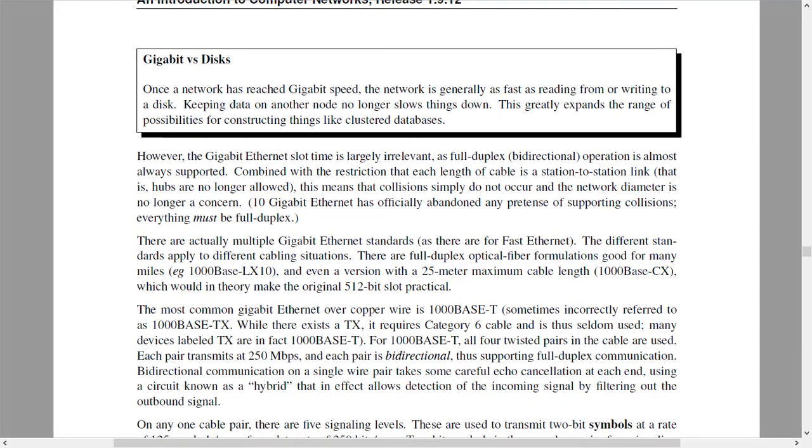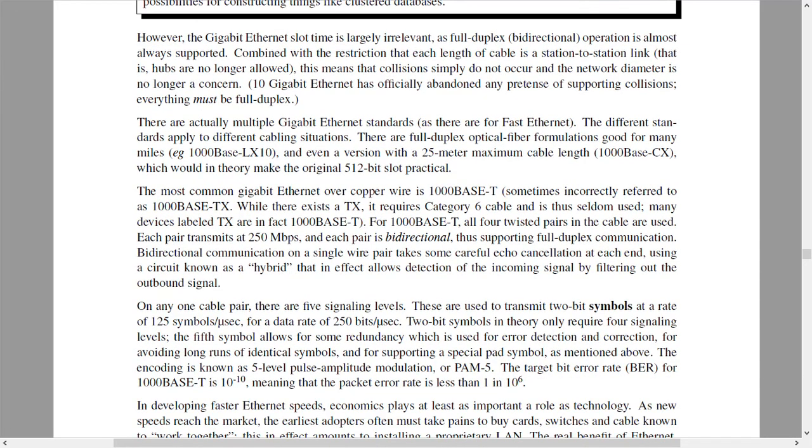So gigabit is now almost as fast as writing to the hard drive. So now keeping stuff on the cloud is no longer a time constraint. It used to be that you wouldn't upload and download a lot of data because keeping it on your computer would be faster access. That's no longer the case, thanks to gigabit. There are lots of different standards. You don't have to worry about that.